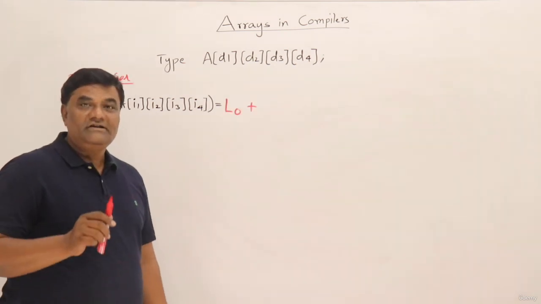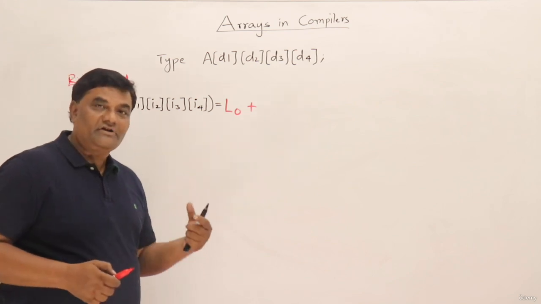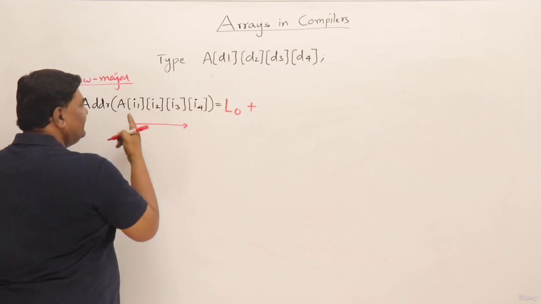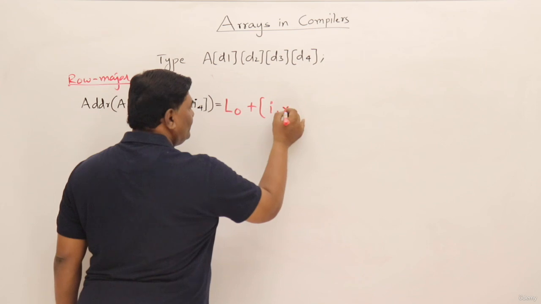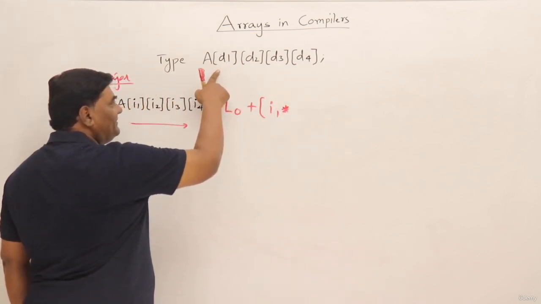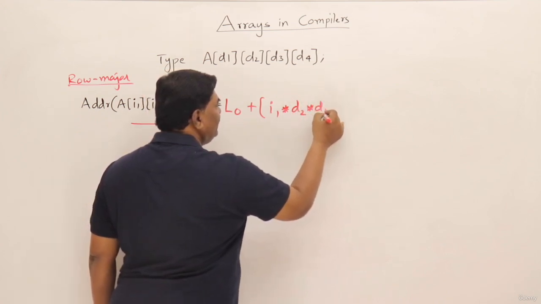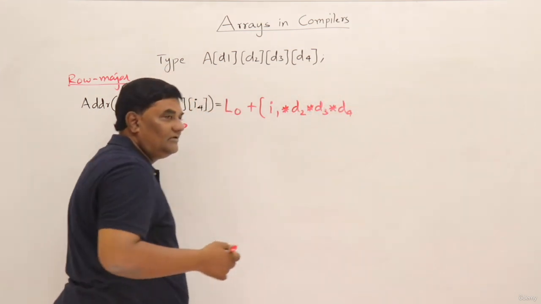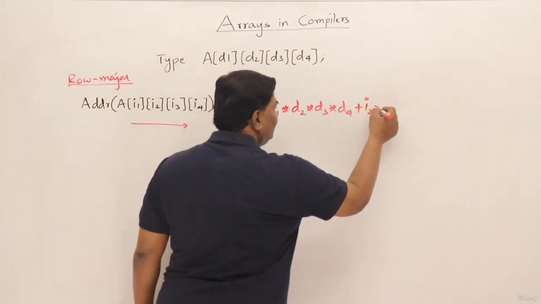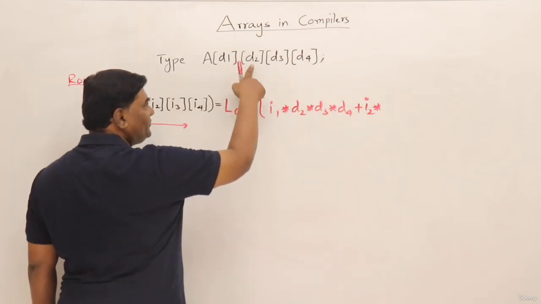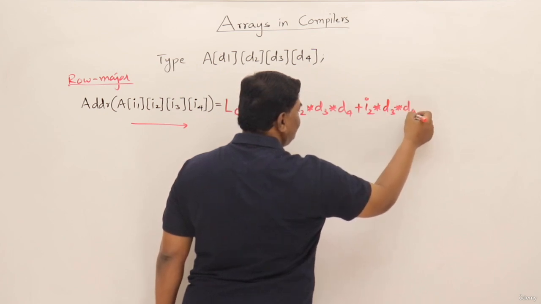In 2-dimensional arrays I have already explained that row measure is done from left to right and column measure is from right to left. So we will go from left to right. Let us take the first index, I1, multiplied by, leaving the first dimension, all the rest of the dimensions. So this is D2 into D3 into D4. Now the second index, I2, is multiplied by all the dimensions after dimension 2. So this is D3 into D4, dimension 3 and dimension 4.